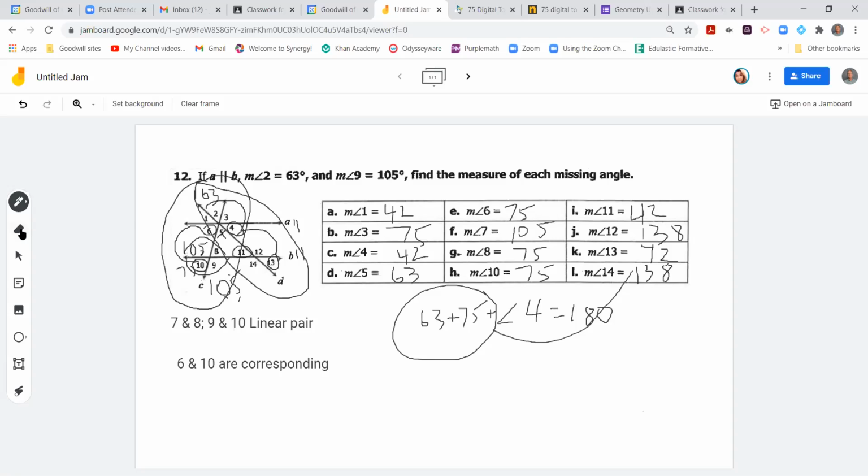The other thing that you can rely on absolutely is this idea of linear pair. 11 and 12 create that straight line B. 13 and 14 create the straight line B. So you can look at those totaling 180. If you know what one of the angle measures is, you can find the other by subtracting it from 180. But none of this is possible if you don't know the definitions.